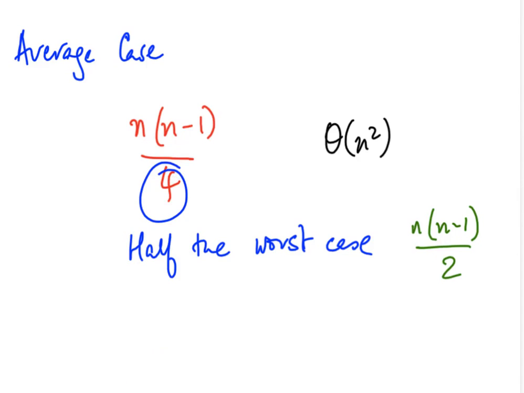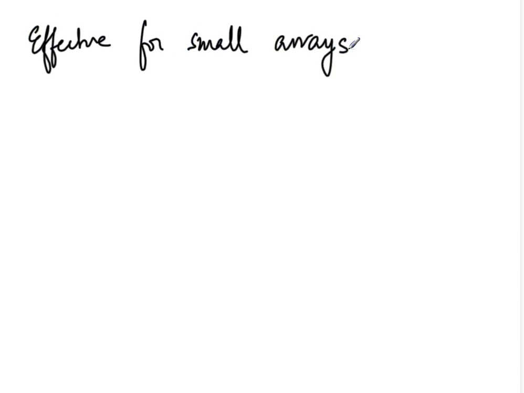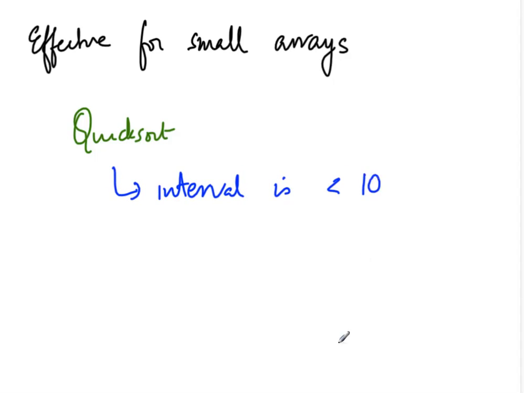So it turns out that actually insertion sort is quite effective for small arrays. And of course, the best case says that it's good for almost sorted arrays. See, small arrays cannot be very disturbed because they are small. So for instance, typically one would take some algorithm like quicksort, and then when the interval becomes, say, less than 10, then you switch to insertion sort.